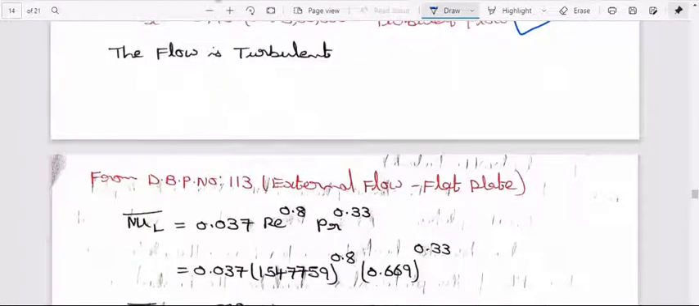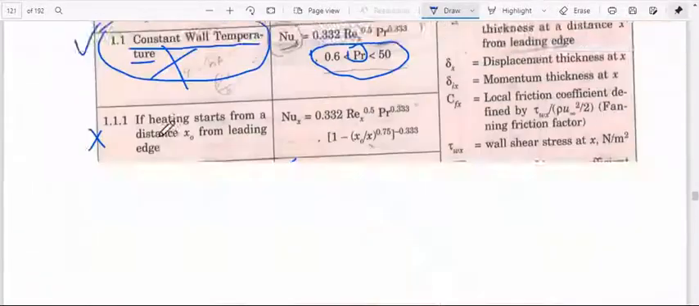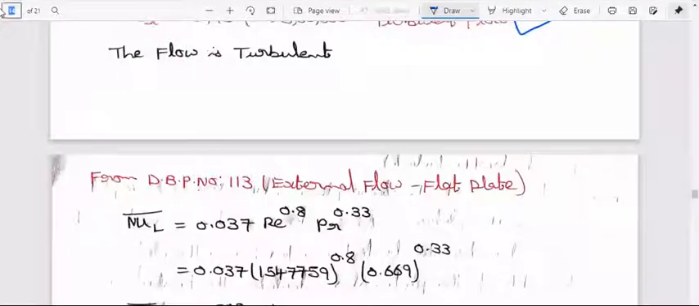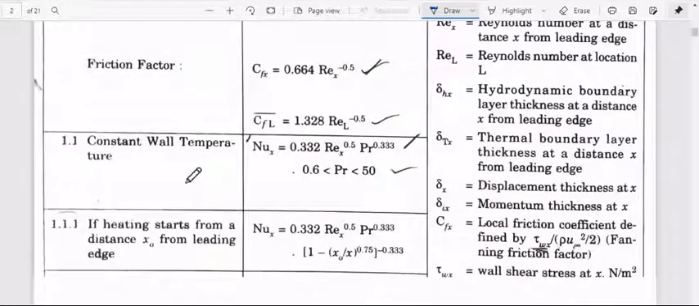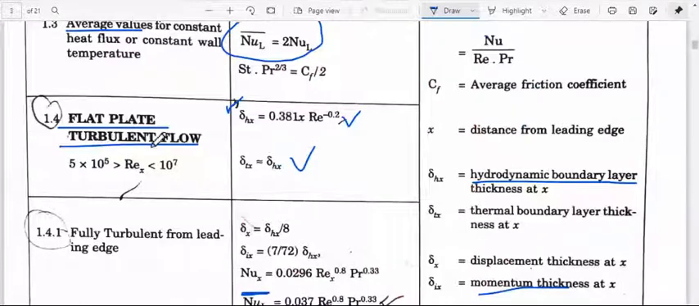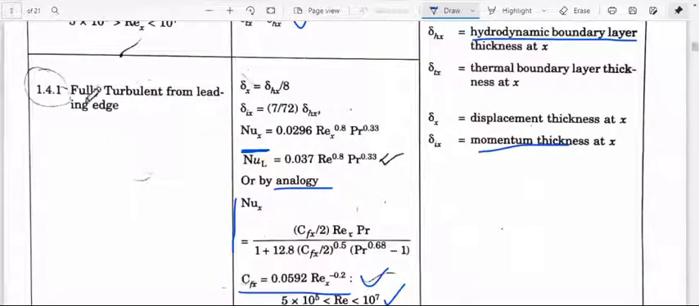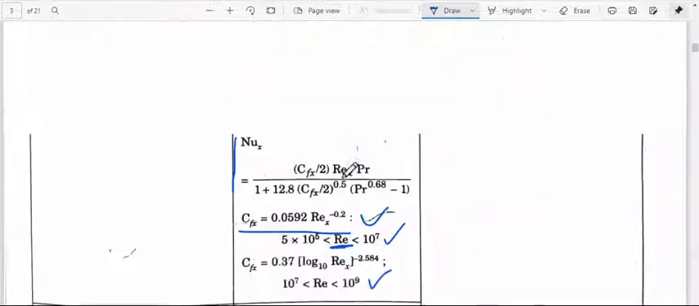So now we need to check data book page number 113. Here flat plate turbulent flow. We need to consider the generalized formula, fully turbulent from the leading edge. In this question, from leading edge is mentioned, that's why I am considering this formula. Nu L is equal to 0.037 Re power 0.8 Pr power 0.33, or Nu x is equal to 0.0296 Re x power 0.8 Pr power 0.8. Here X equal to L.